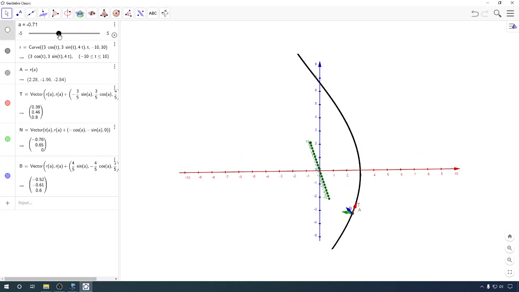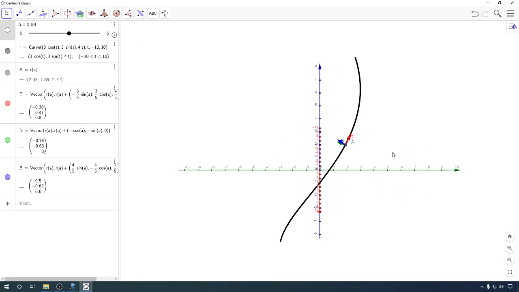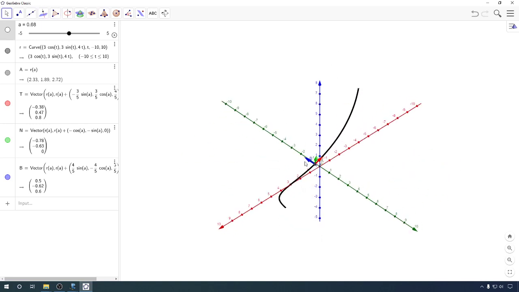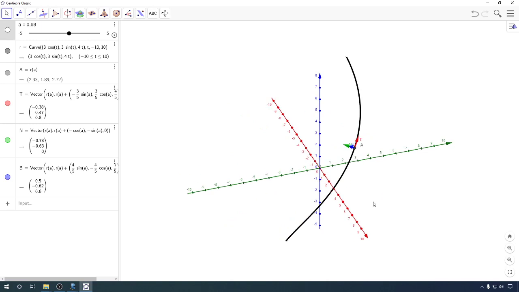But as I move my point along the curve, we have three vectors that are defined by that curve that point in mutually perpendicular directions. All three of these vectors are perpendicular to all the other ones. But as we can see, the B is pointing in this direction, and that's telling us that we are kind of twisting in that direction compared to where N is pointing.